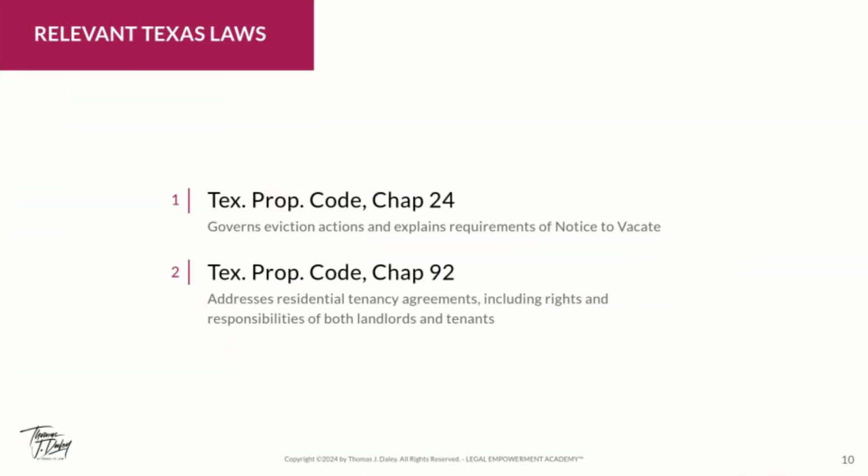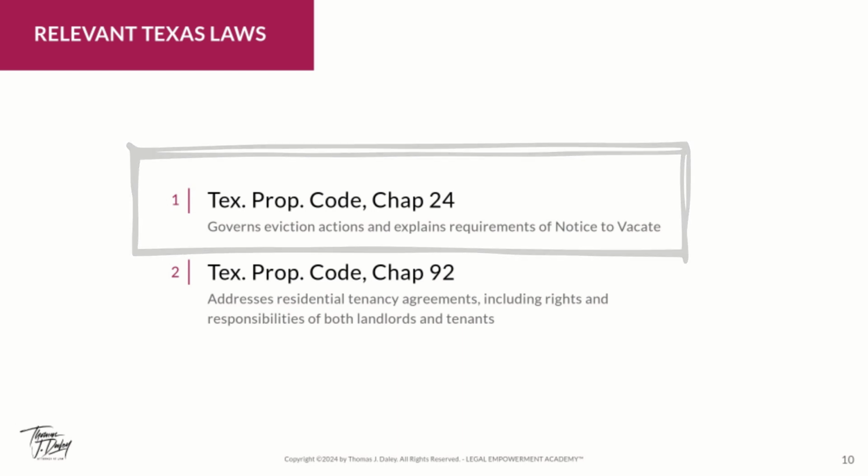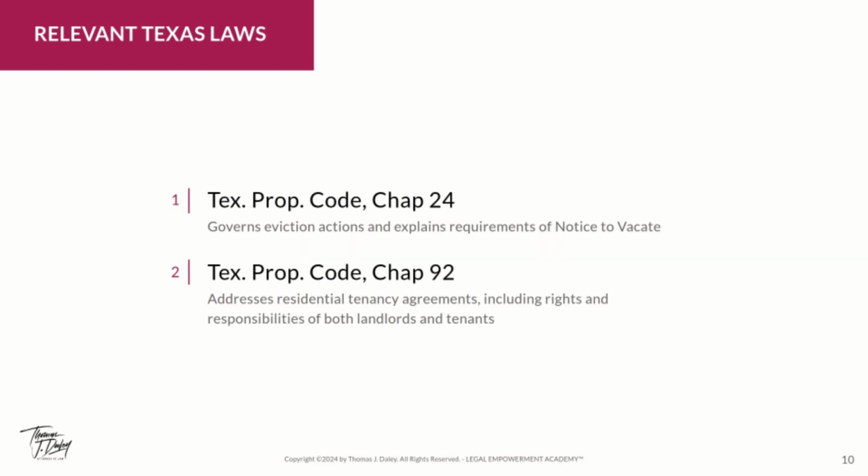Finally, let's briefly touch on the relevant Texas laws. The Texas Property Code in Chapter 24 governs eviction actions, including the notice to vacate. We'll be talking about that more in a few minutes. Chapter 92 specifically addresses residential tenancy agreements, offering protections and obligations for both landlords and tenants. You don't need to memorize these laws, but understanding their general framework can empower you to navigate the process confidently.